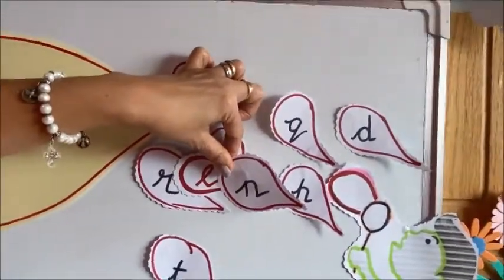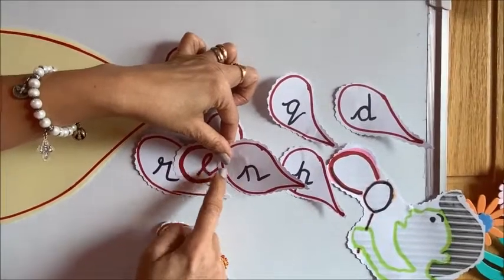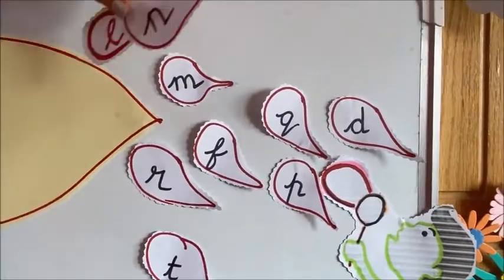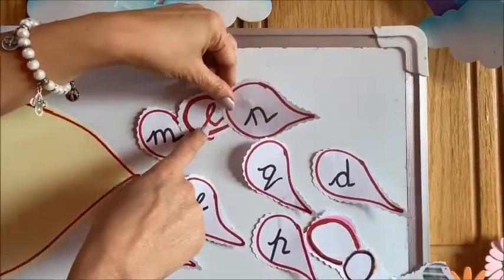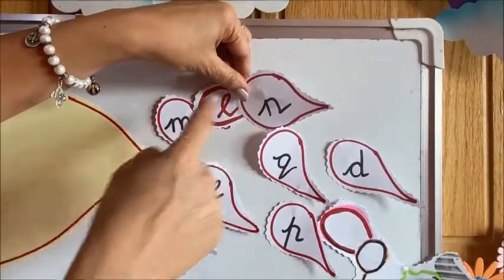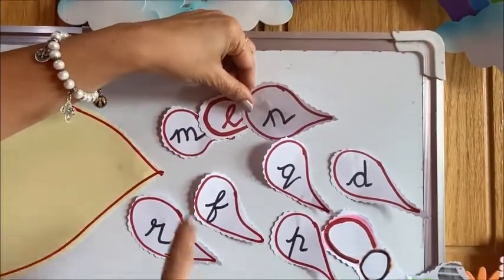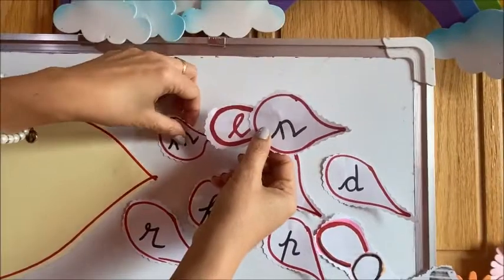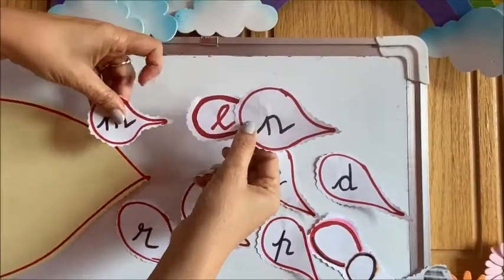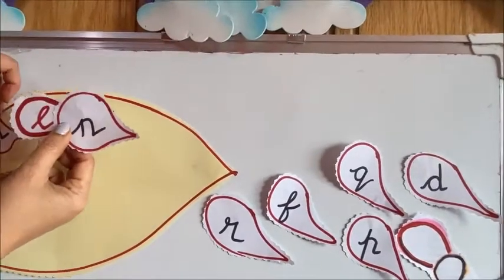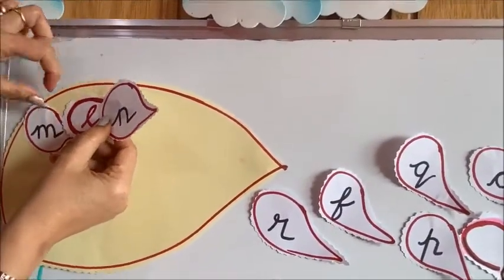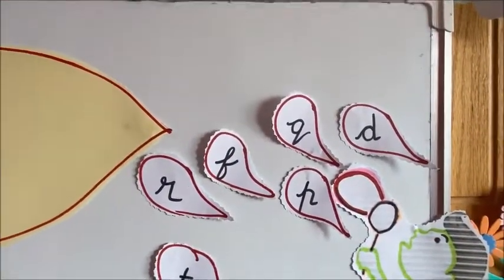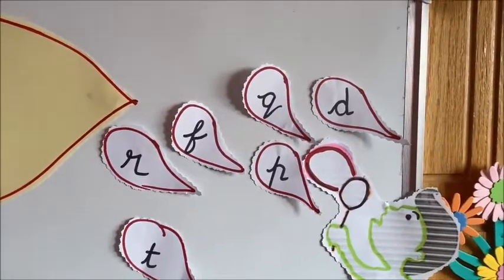R-E-N, R-E-N. Does this make a good word? R-E-N, R-E-N. No. Isn't it, children? There is no meaning for that. Let's go here. M-E-N. What is M-E-N? Can you tell me? M-E-N. It is men. So men means, what is the meaning of men? So many daddies standing together will make men, isn't it? So men. So it is selecting M. So M comes to the big air bubble, isn't it? Okay, now I'll show you what is men.